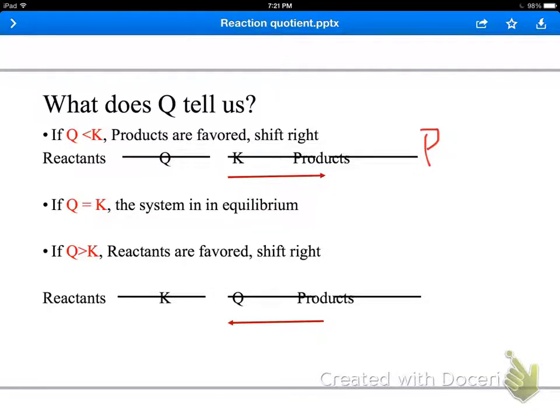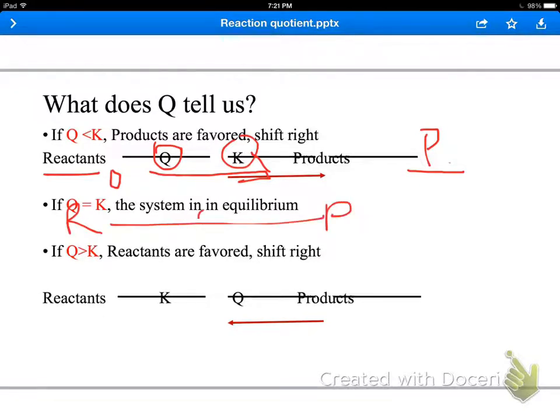But let's imagine we have this continuum where we have reactants on the left and products on the right. And if we just think from 0 to higher numbers, if Q is less than K, then in order for Q to get to K, we have to shift to the right. So we have to be making more products. If Q is equal to K, so this is reactants and products, and Q and K are the same, then we're at equilibrium and nothing's going to shift.